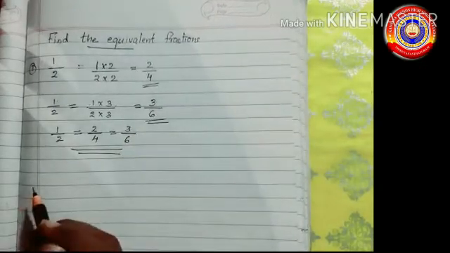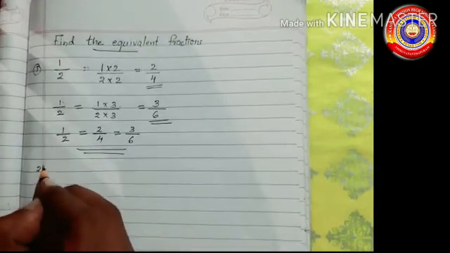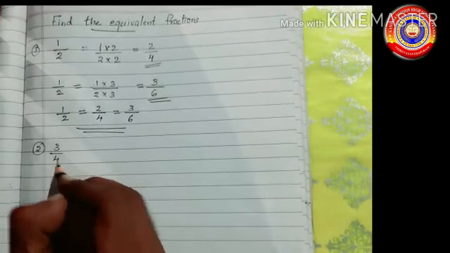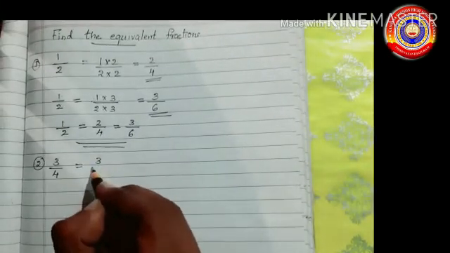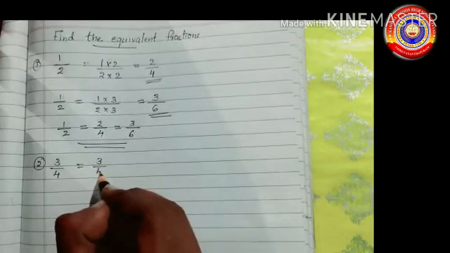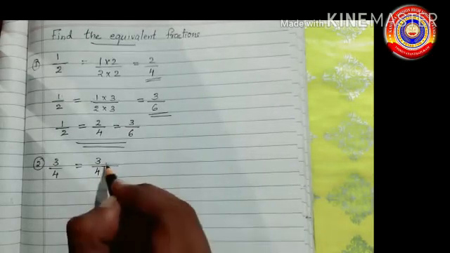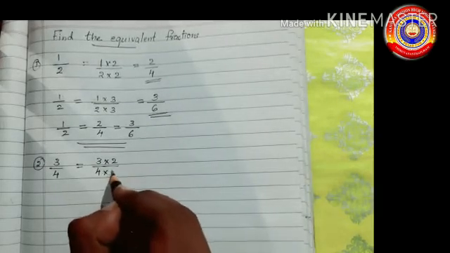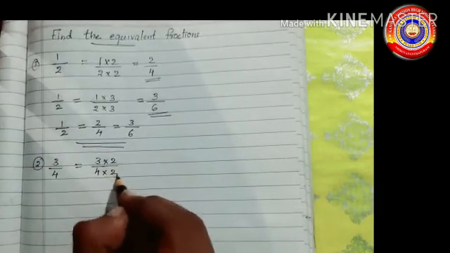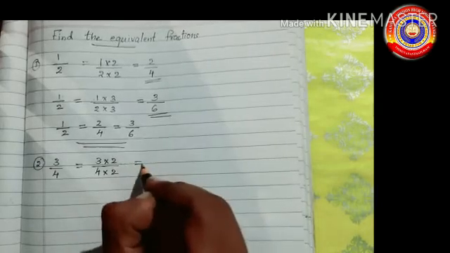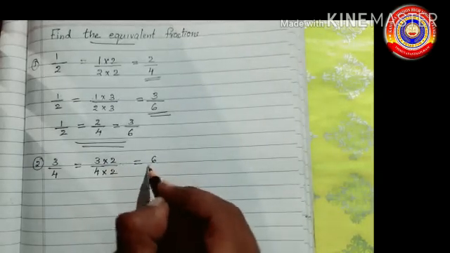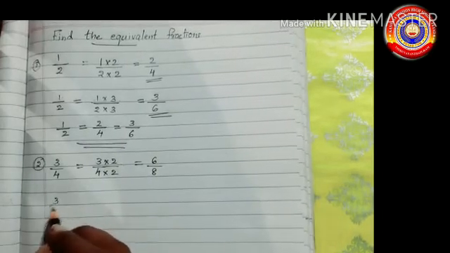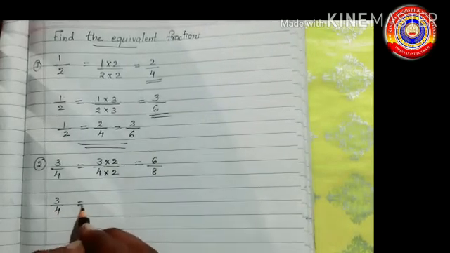Then question number 2. Find the equivalent fraction of 3 by 4. How will you find it? We shall multiply 2 with the numerator and denominator of 3 by 4. That is 3 into 2 by 4 into 2. 3 into 2 is equal to 6 and 4 into 2 is equal to 8. Then 3 by 4 is equal to 6 by 8.